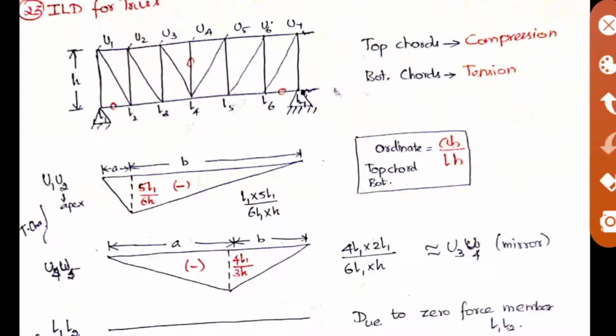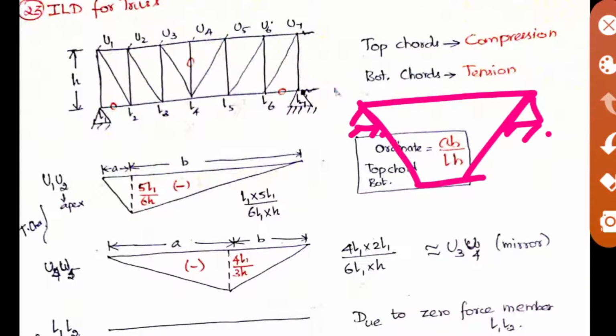Okay, so there are two types of structures in truss. One is through type and the other one is deck type. Okay, so through type means the truss will be above the supports. Deck type means the supports will be like this, and the truss will be at the bottom, that is below the support. So this will be your deck type.